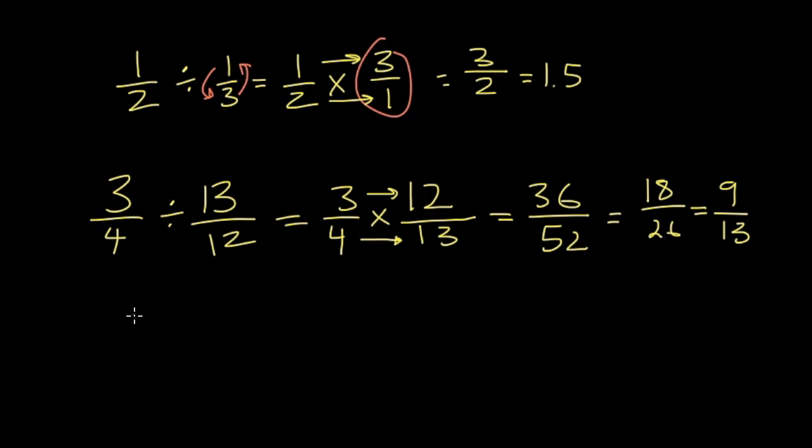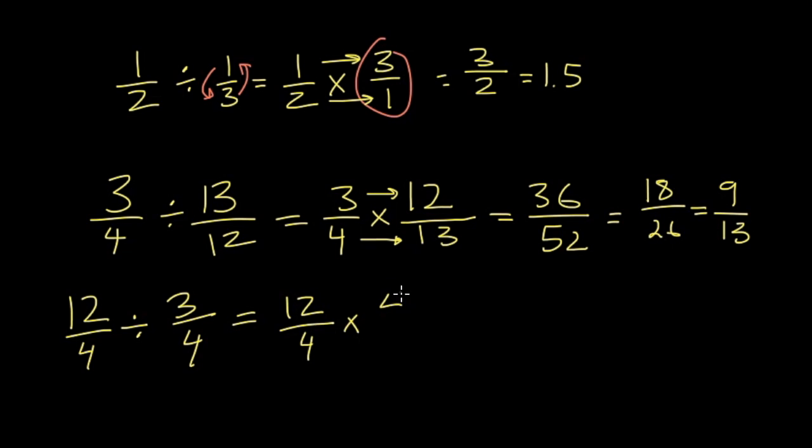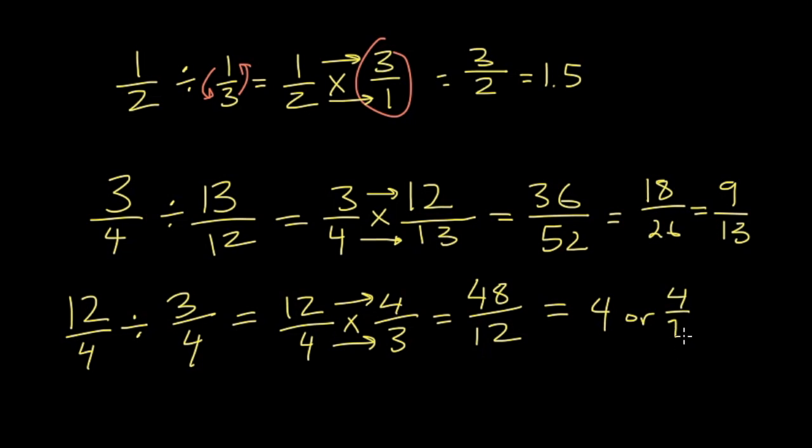Okay, let's do a couple more. Let's do 12 over 4 divided by 3 over 4. It's as simple as rewriting 12 over 4, multiplying it by the inverse of 3 over 4, which is 4 over 3, then multiplying the numerators and multiplying the denominators. 12 times 4 is 48, 4 times 3 is 12, and 48 divided by 12 is 4. Or I could rewrite it as 4 over 1.